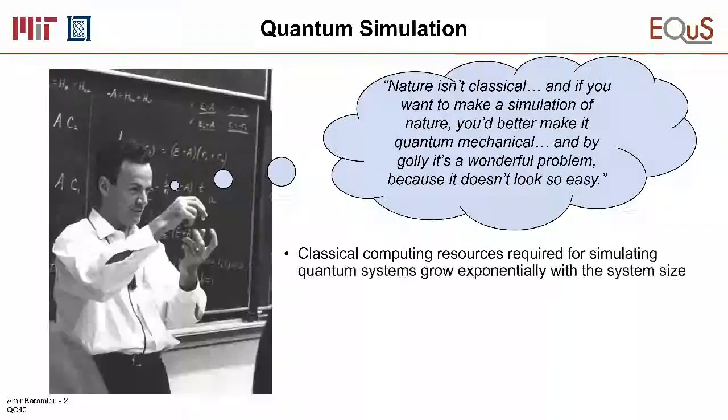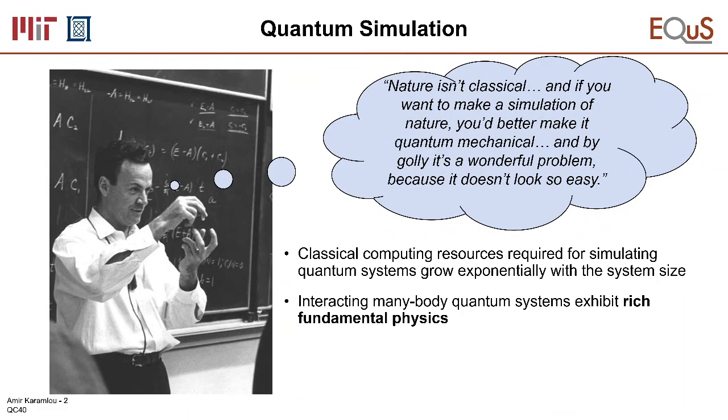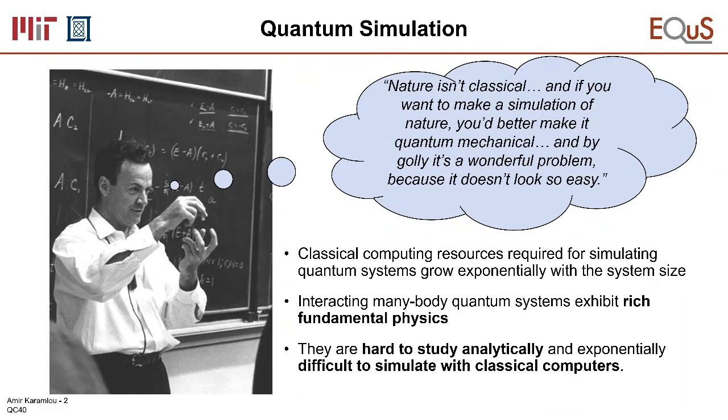The idea of quantum simulation was proposed as the first application for a quantum computer by Richard Feynman 40 years ago at this conference, actually, the Physics of Computation Conference. Now, specifically in the area of condensed matter physics, interacting many-body quantum systems exhibit rich fundamental physics, and they are hard to study analytically and exponentially difficult to simulate using a classical computer.